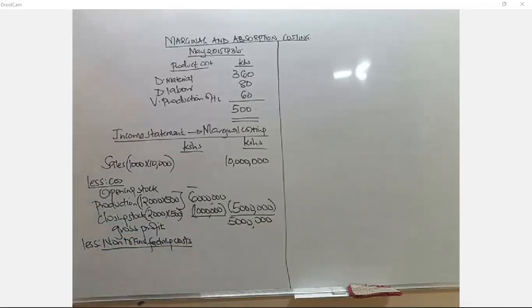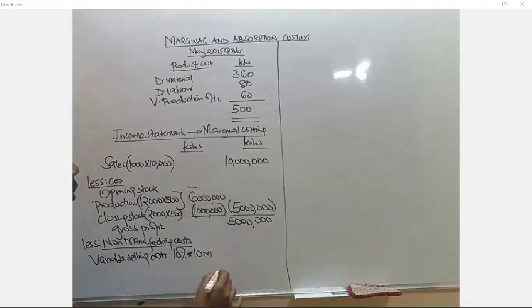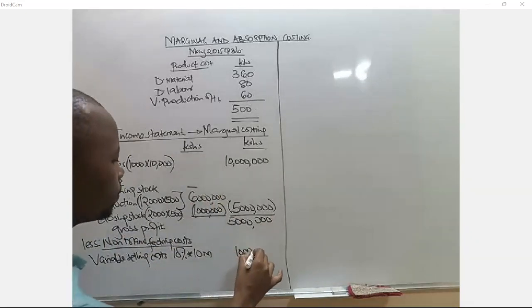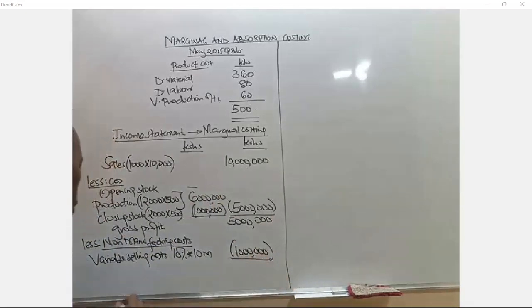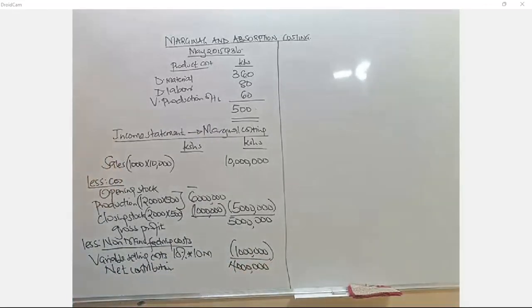And when I look on this question, we are being told, under the additional information number 1, the variable selling costs are 10% of sales. The variable selling cost is 10% of your total sales, which is 10 million. So this comes to 1 million. So our net contribution is 4 million. That is our net contribution.